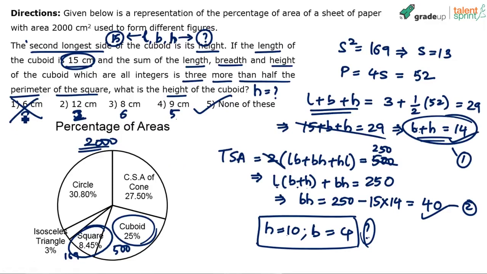Why is the first option eliminated? Because according to the first option, height is 6, breadth is 8, which is incorrect. Height should be more than breadth according to the first statement. Now look at the other combinations. B into H should be 40. 12 into 2 is 24, no. 8 into 6 is 48, no. 9 into 5 is 45, no. So all four options are eliminated. Hence, the fifth option, none of these, is correct.